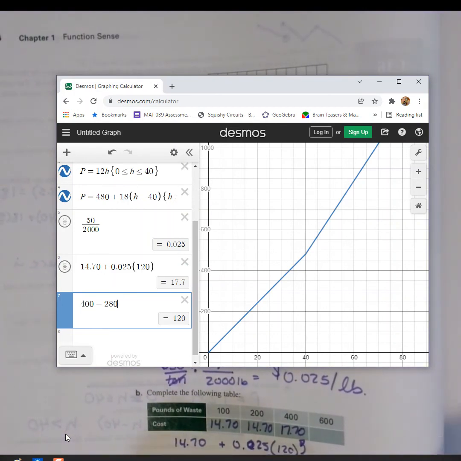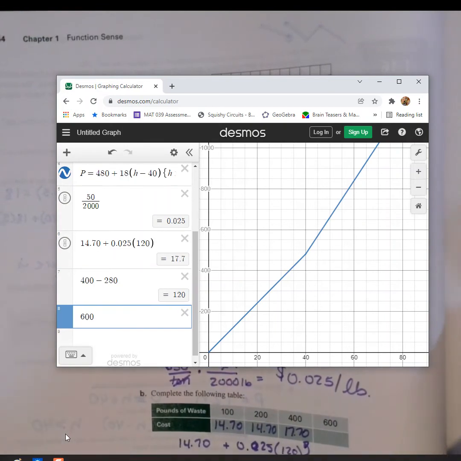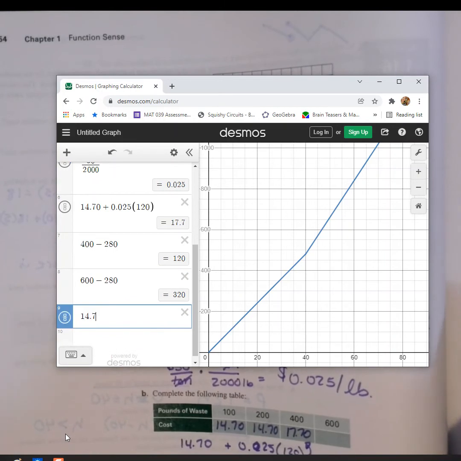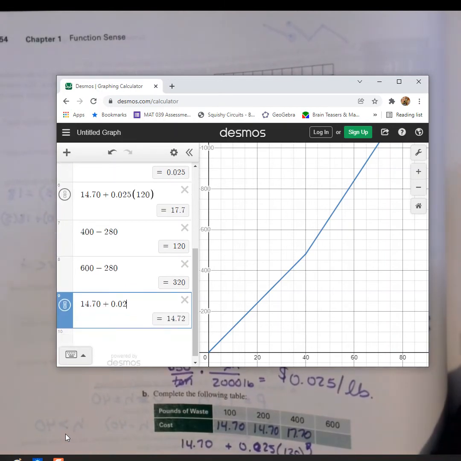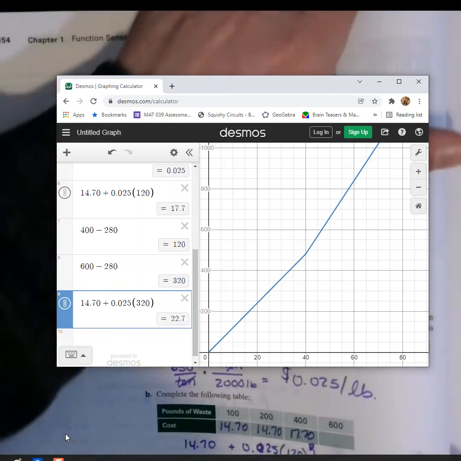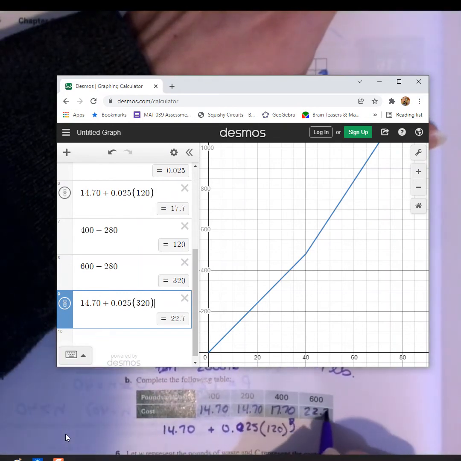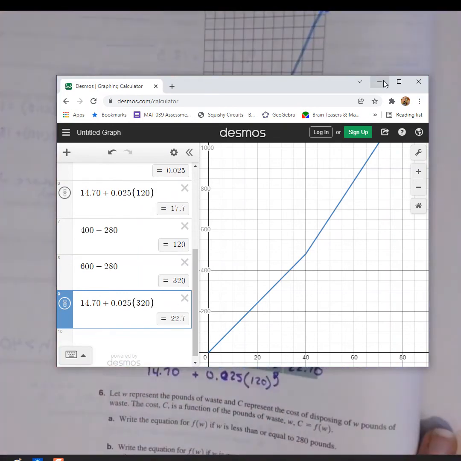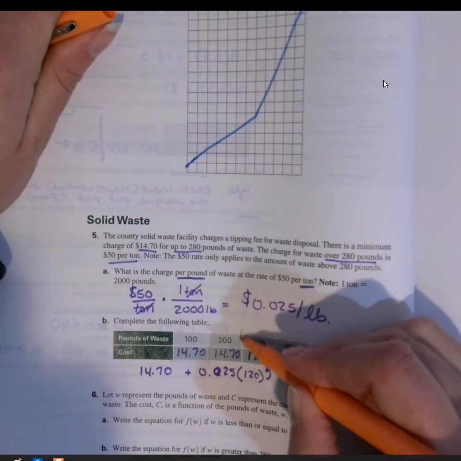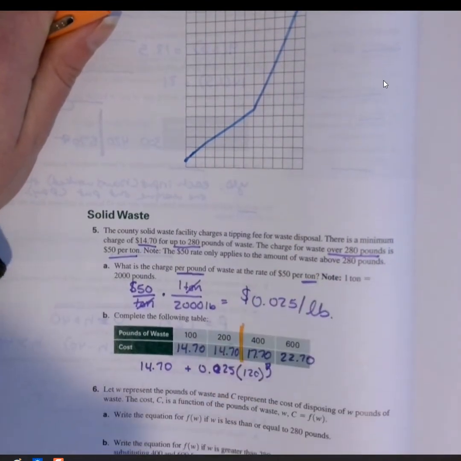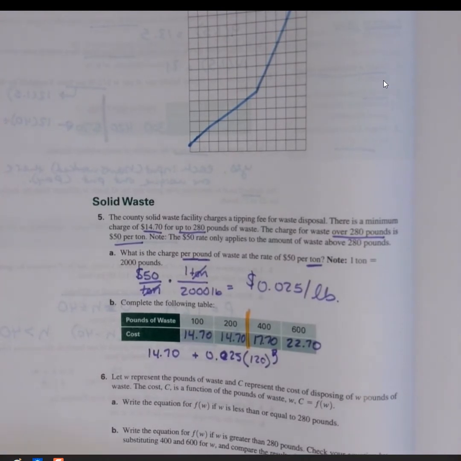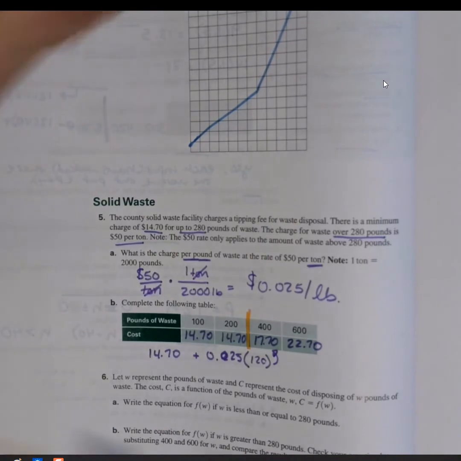We're going to do the same thing for the 600. We can go ahead and figure out how many pounds over 280 we are. We're 320 pounds over. So we're going to be charged $14.70 plus 0.025 times 320 pounds. And so this one's going to cost $22.70. All right. So again, we have two different ways that we computed the cost values here, depending on if we were above or below the 280-pound limit.